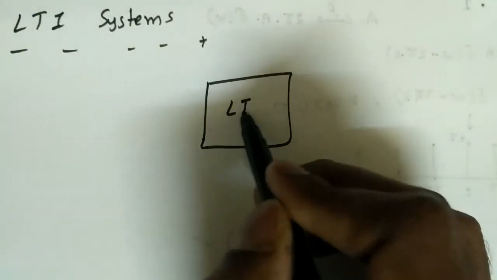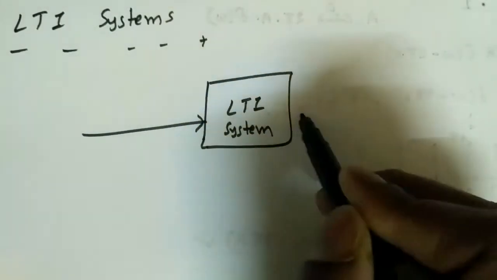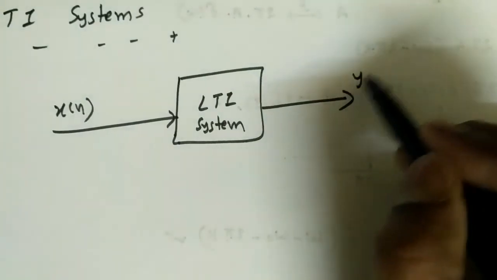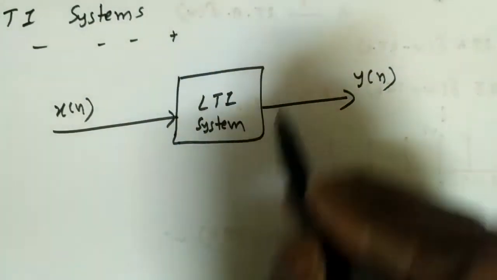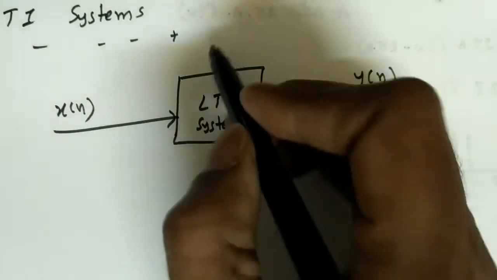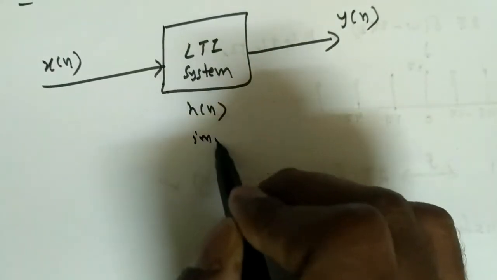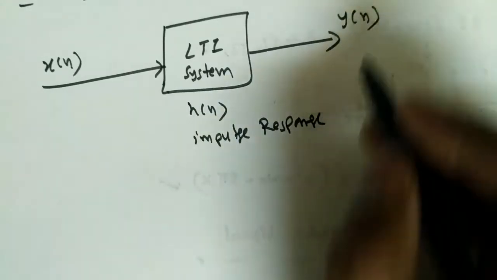Next we will discuss LTI systems, that is, linear time invariant systems. Suppose we have some LTI system, and if I give some input signal x of n, it will produce y of n, the output response, depending on the system response. Generally we call it h of n, or simply the impulse response. Depending on this response, we get the output response.